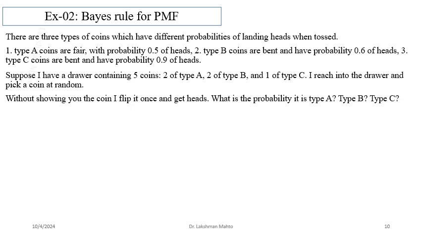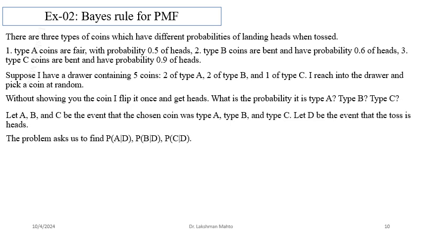So again, you have to come up with Bayes rule kind of things. Consider A, B, C to be the events that the chosen coin was of type A, B or C, and D be the event that the toss is head. You have already tossed now, so you have to compute the probability of A given D, probability of B given D, probability of C given D.